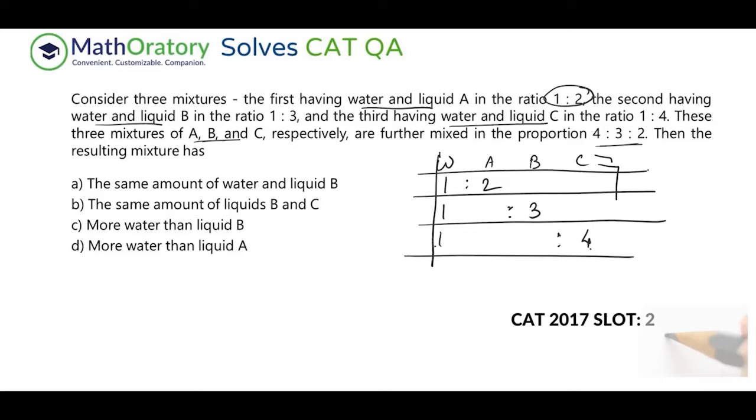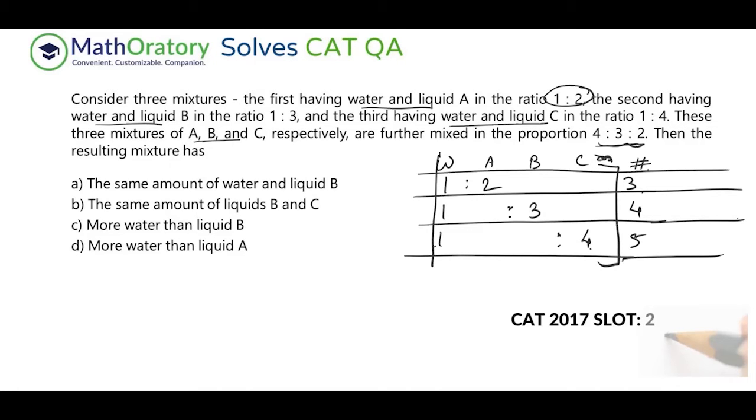The three mixtures are mixed in a certain ratio that is mentioned here. But before getting into that, let's figure out the total according to these numbers itself. In the first mixture, we have a total of three, one and two. In the second mixture, we have a total of four. And in the third mixture, we have a total of five.